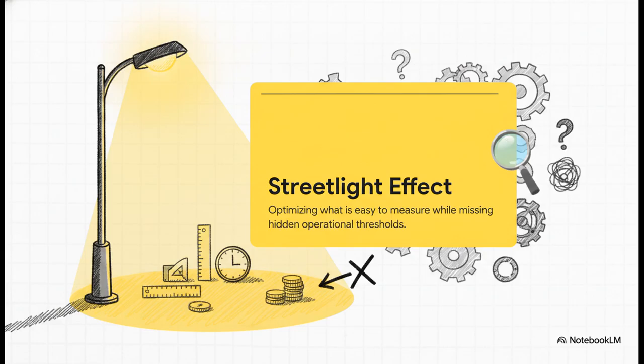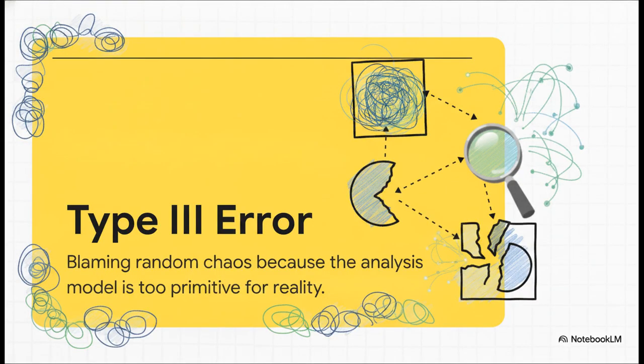Consider the streetlight effect, a corporate blind spot where leadership only optimizes what is easily measured. This introduces a type 3 error, assuming unexplained variance is random chaos due to primitive modeling.